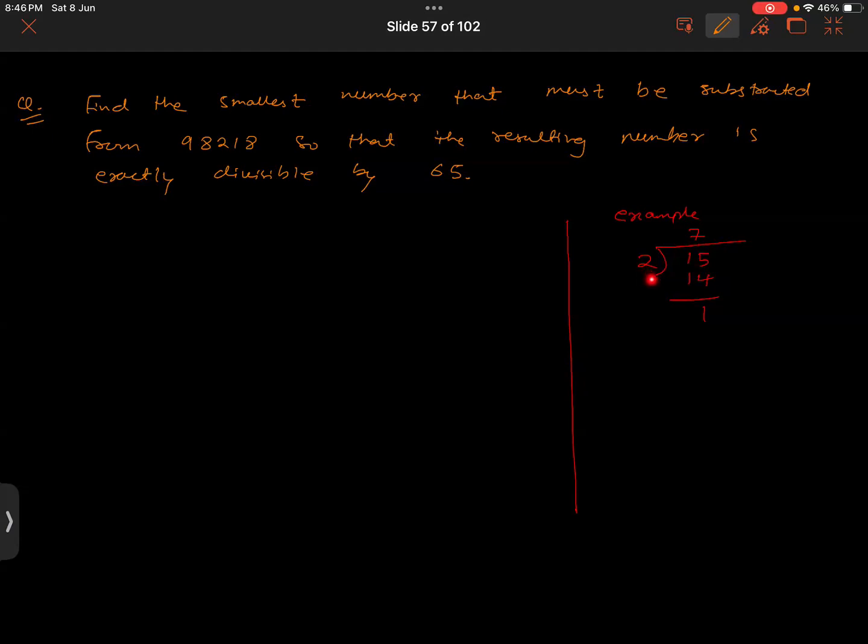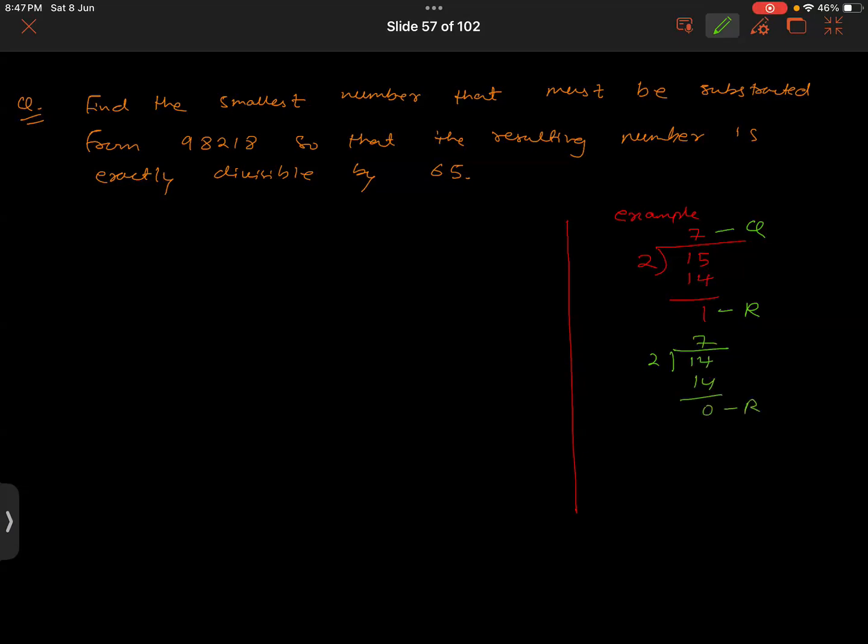Understanding now? Basically, the question is what should be subtracted from 15? I think 7, no, 14. So we subtracted the remainder 1 from it, no? Then it became divisible. That is, 2 sevens are 14 and we then find that the remainder is 0.